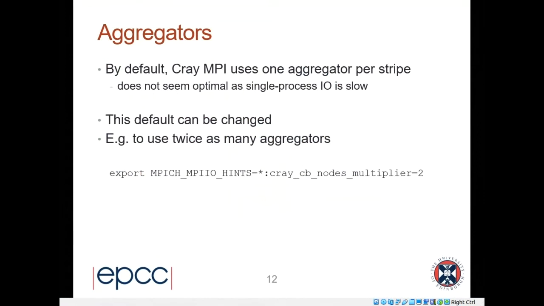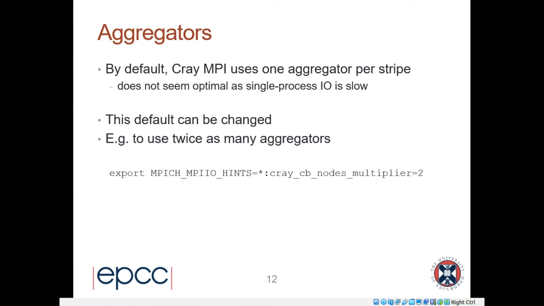So this can be changed with a very, very strange syntax: export MPICH_MPIIO_HINTS equals star colon cray_cb_nodes_multiplier equals 2. It's a very bizarre syntax, but I think that is probably going to help us, because we have seen having a single process writing per node is not optimal, and that's why our baseline was like 1 gigabyte per second. It went up to 2, but we also saw that it went 1 gigabyte a second on 1 stripe, 2 on 2, but only like 5 or 6 on 12.